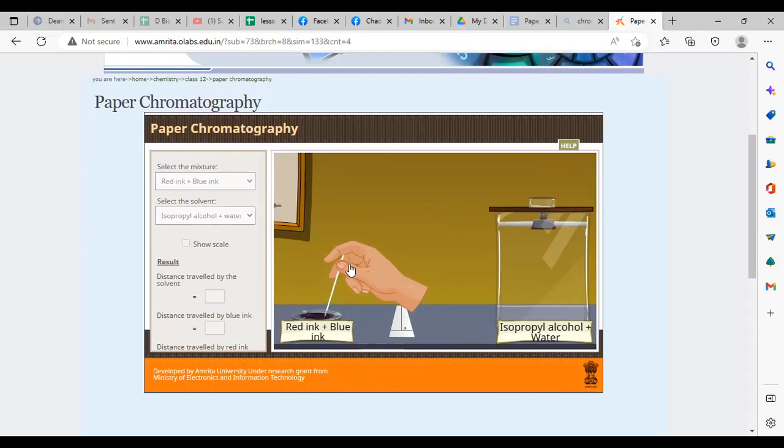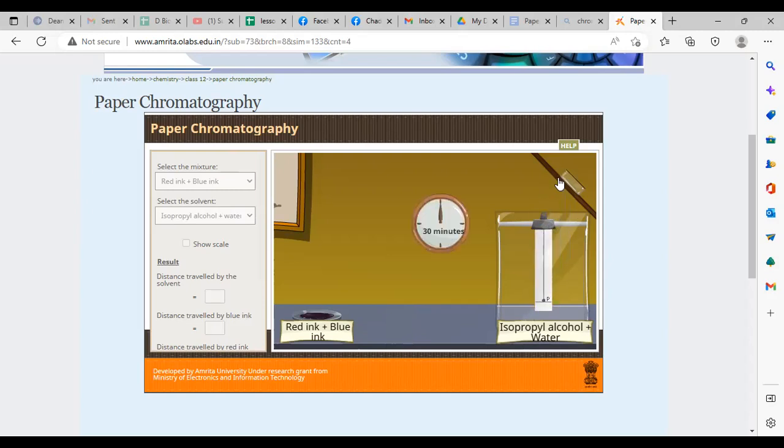Pag magkakulay na, ibig sabihin meron na. Buksan ko to. Lagay ko na yung spot dun sa paper, no? Sasabit ko. Ayan. Tapos close ko yung lid. Okay, so as time goes by, kita mo umakyat yung solvent. Nag-separate yung red and blue ink.